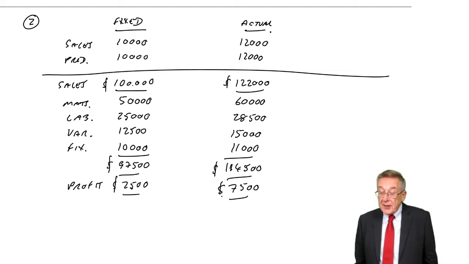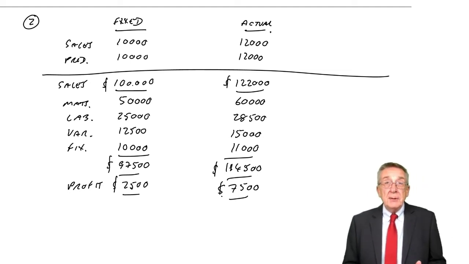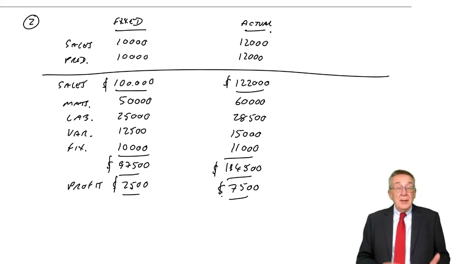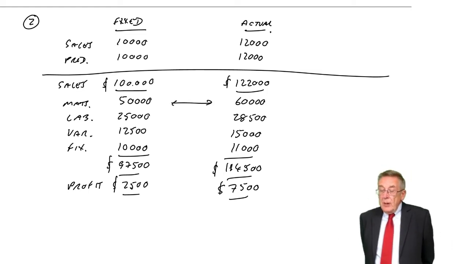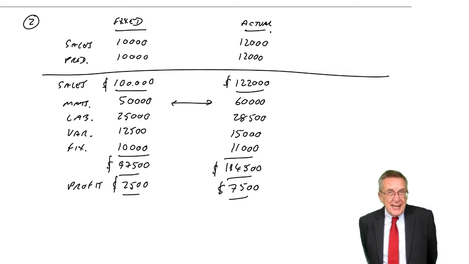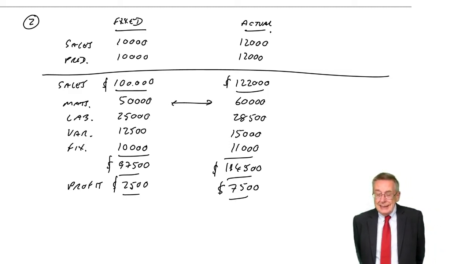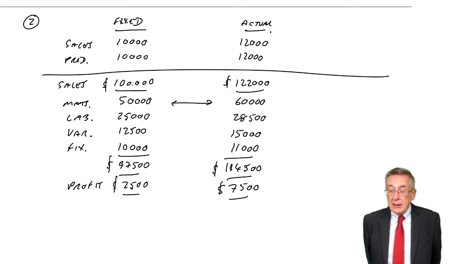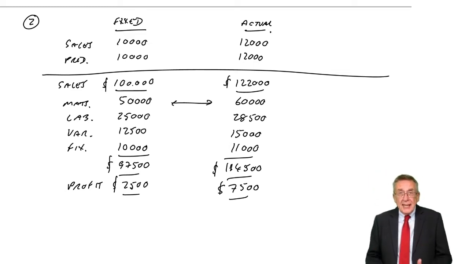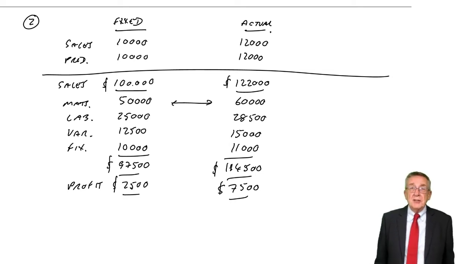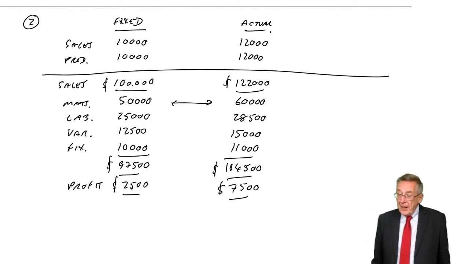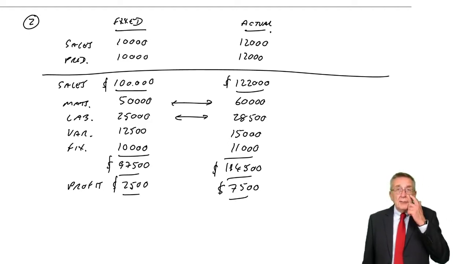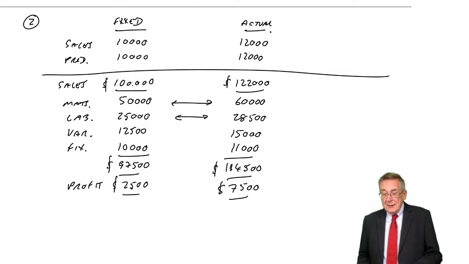Now that's fine, but back to where I was a few minutes ago, I said a reason for doing budgets is to be able to compare actual with budget. And if we compare materials, for instance, we budgeted on spending 50,000. We actually spent 60,000. We spent far more than we budgeted on. However, it would be ridiculous to say, okay, let's sack the materials manager. They've obviously done a bad job. They've spent too much money. Let's sack the labour manager. They should have spent 25. They spent 28.5. But surely that would be ridiculous.